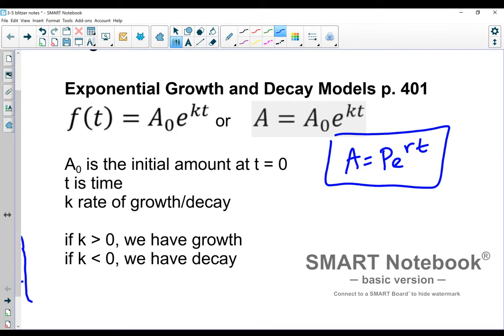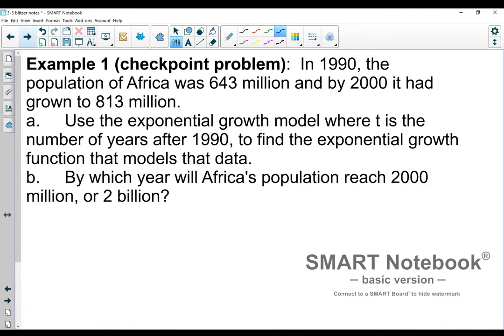They add in here how k is a rate of growth or decay. So if k is greater than 0, we have growth. If it's less than 0, we have decay. So exponential growth and decay models. So here is our first problem.